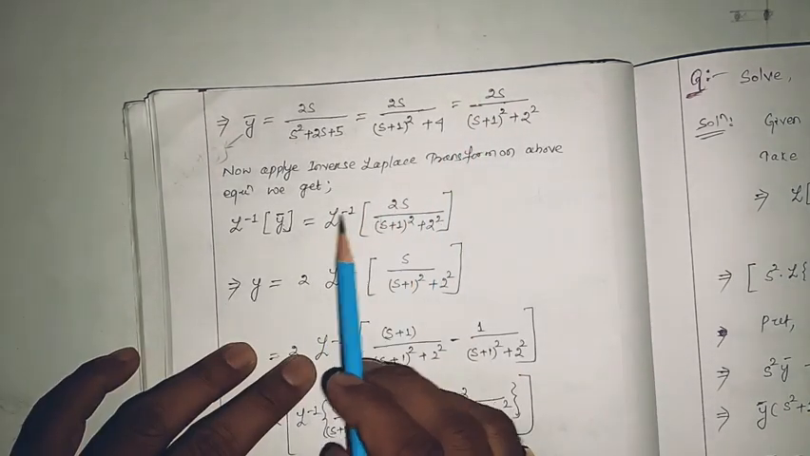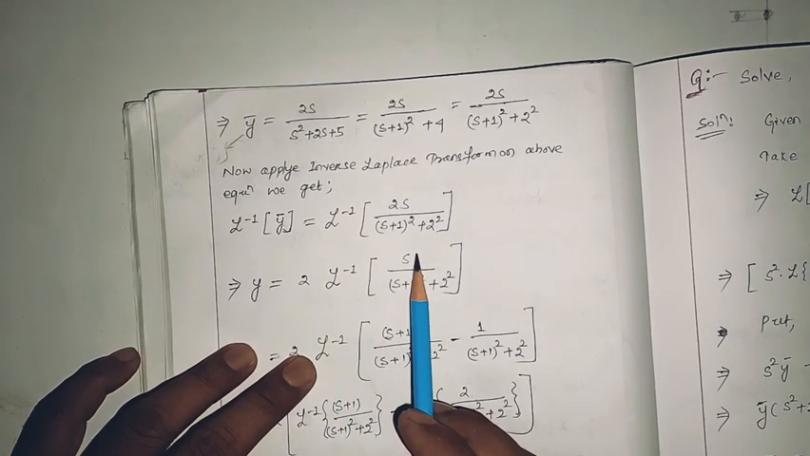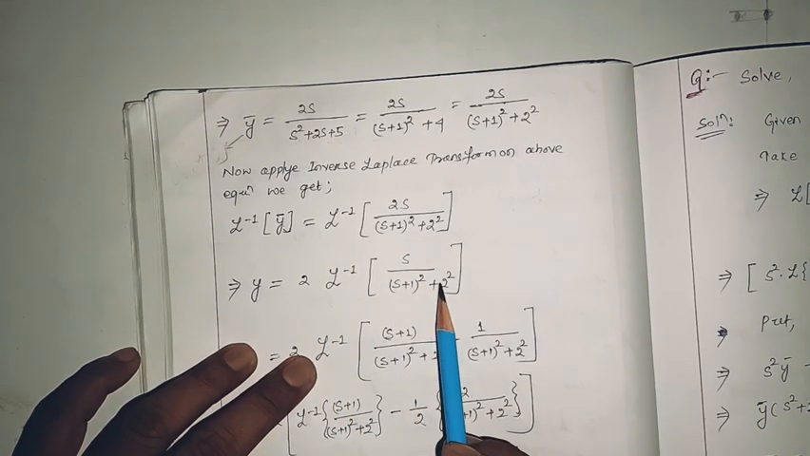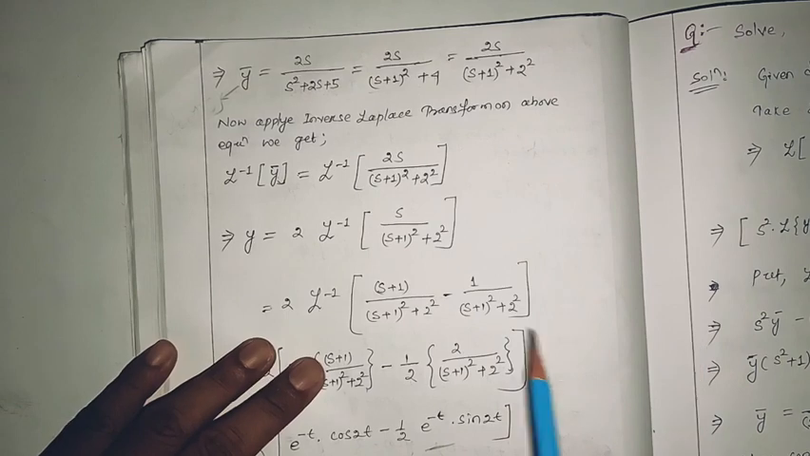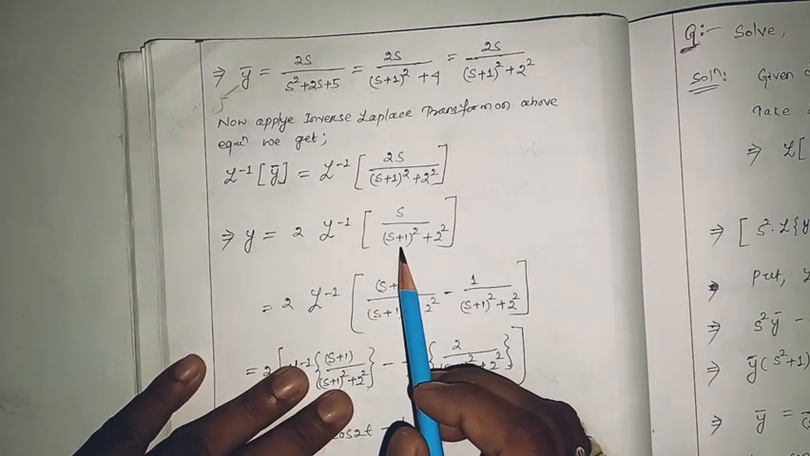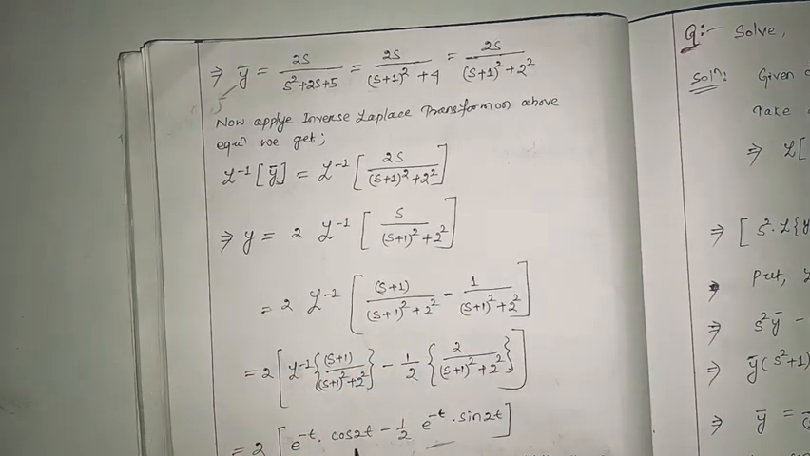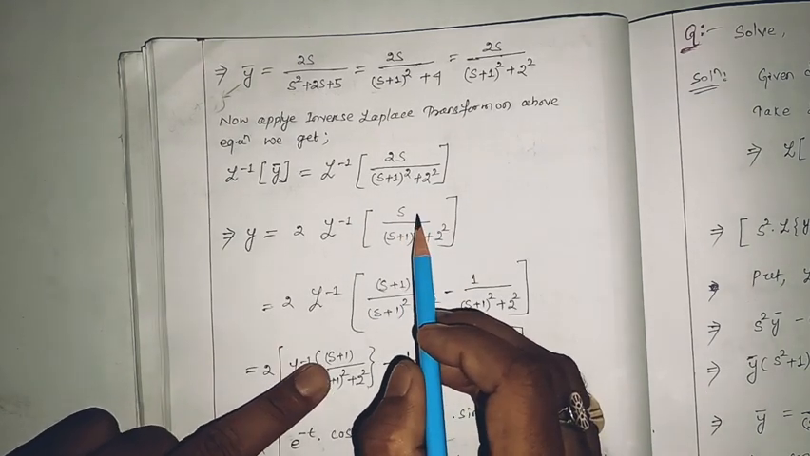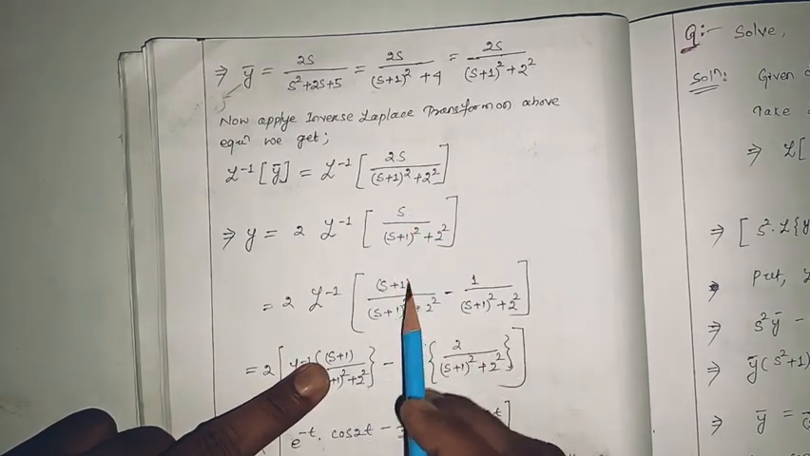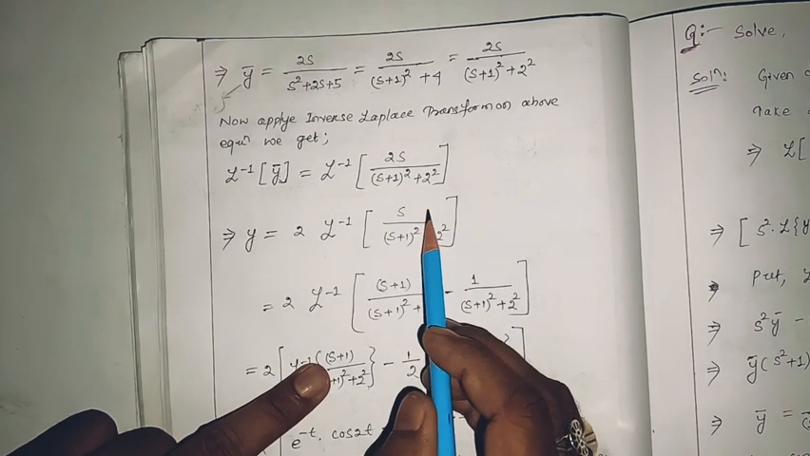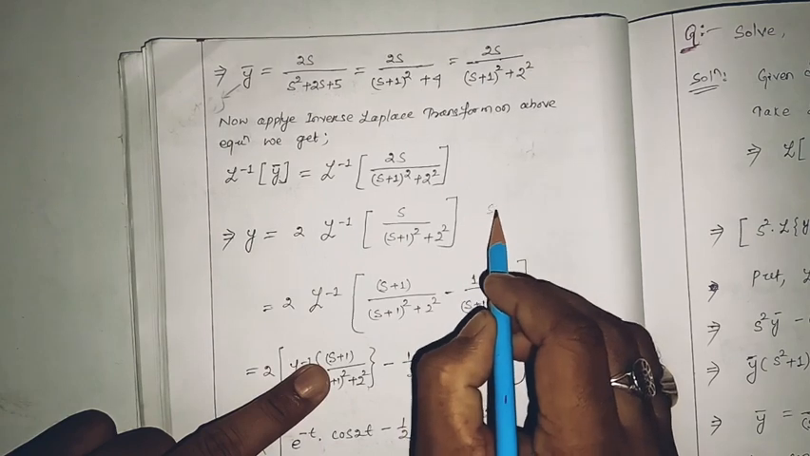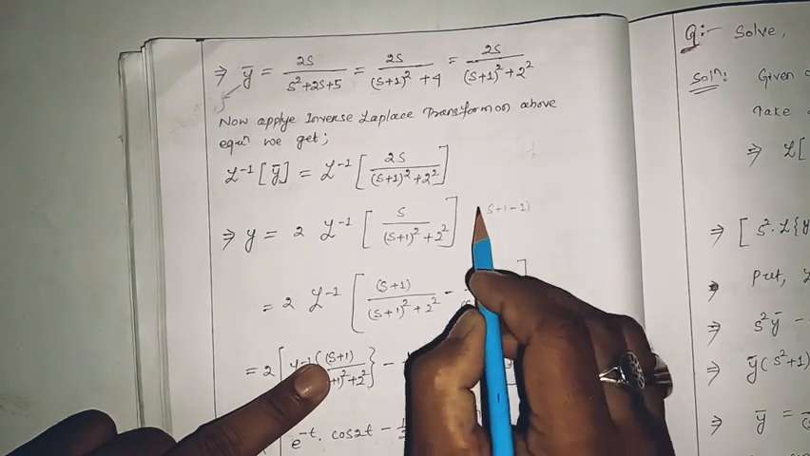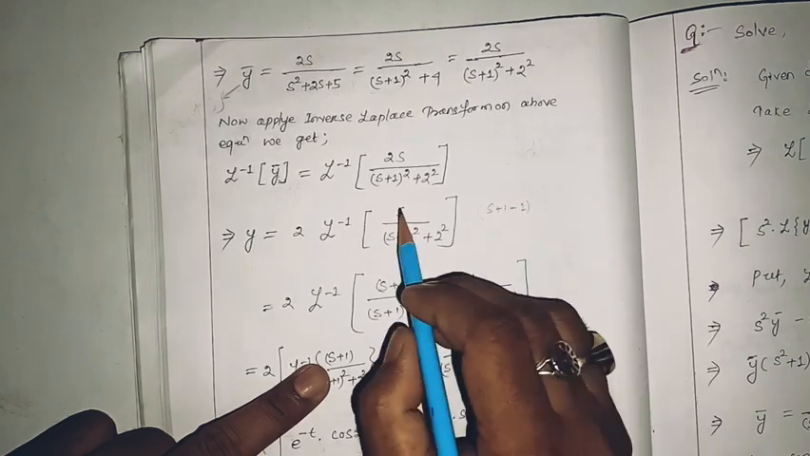So here the constant 2 is taken outside: inverse Laplace transform of s by (s plus 1) whole square plus 2 square. To apply the cos 2t formula, the numerator has been modified and written as s plus 1 minus 1. So the numerator can be written as s plus 1 minus 1, right? So minus 1 plus 1 gets cancelled, and s will be there.